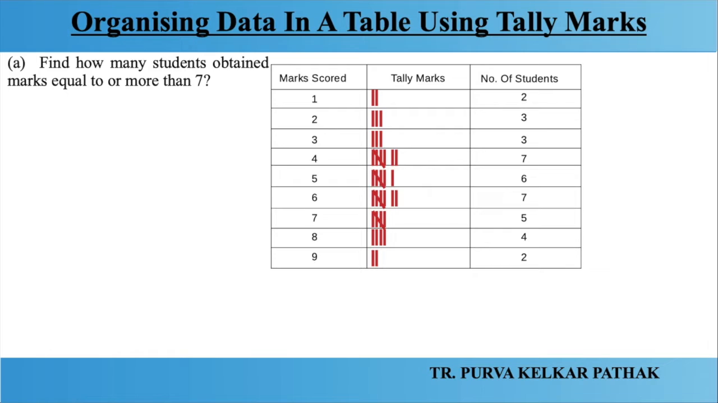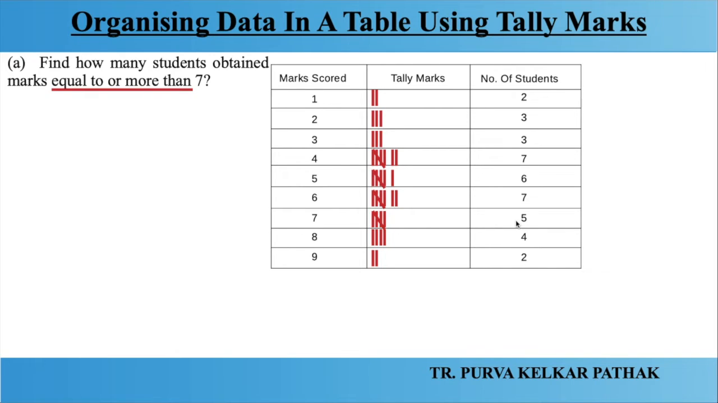Question A. Find how many students obtained marks equal to or more than 7. In this question, we are asked to find the number of students who obtained marks equal to or more than 7. Observe the table carefully. How many students have scored marks equal to 7? There are 5 students who have scored marks equal to 7.